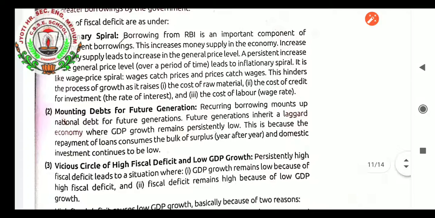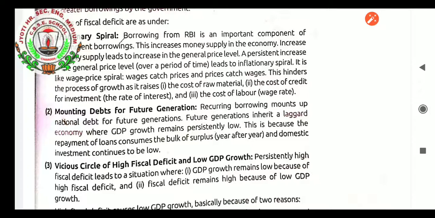So, mounting debt for future generations. Recurring borrowings mount up national debt for future generations. Future generations inherit a laggard economy where its GDP growth remains persistently low. This is because the repayment of loans consumes the bulk of surplus year after year, and domestic investment continues to be low. So that is the mounting debt for future generations. Recurring borrowings mount up national debt, and future generations inherit a laggard economy.